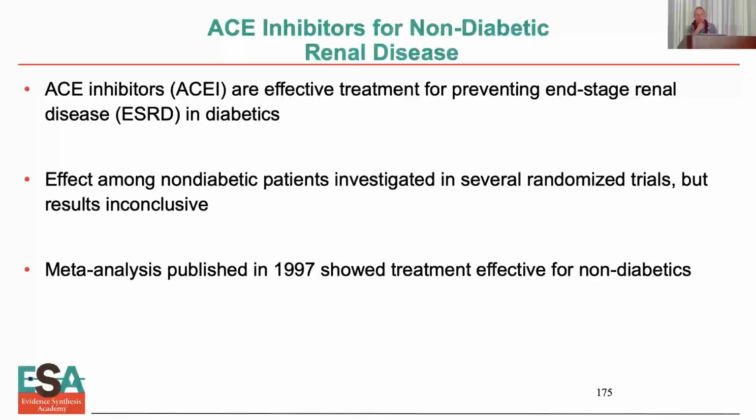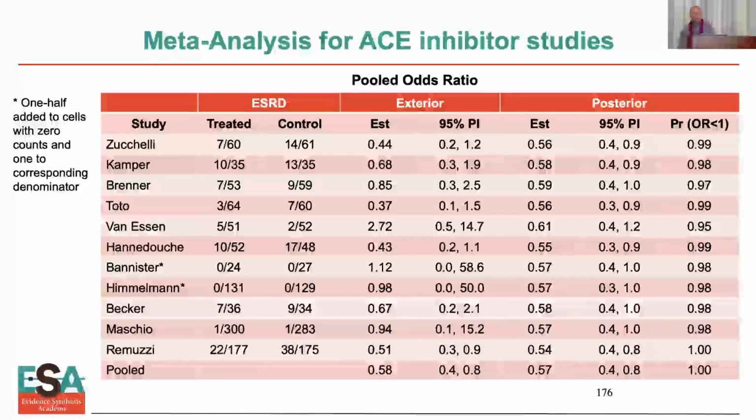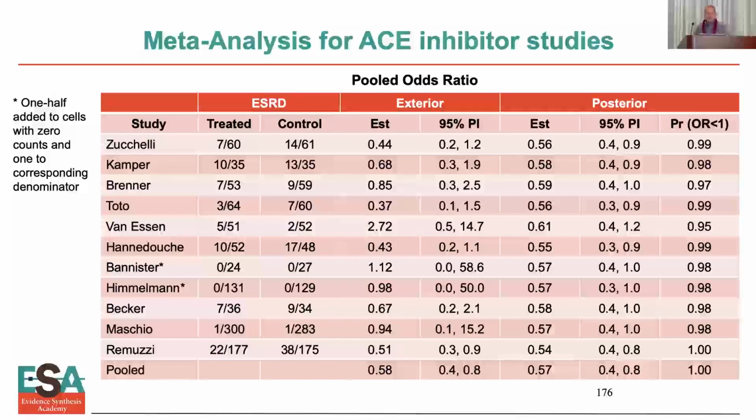One other example that I've worked on was looking at the use of ACE inhibitors, which are drugs to reduce blood pressure, and how they prevent end-stage renal disease in people with diabetes. Some of my colleagues did a meta-analysis published in 1997 that showed treatment was effective for non-diabetics. Here are the data. These are 11 studies, with treated and control groups. The outcome here is end-stage renal disease. In this study, 60 people got treatment, and 7 of them ended up needing dialysis, and 61 were in the control group, and 14 ended up needing dialysis.